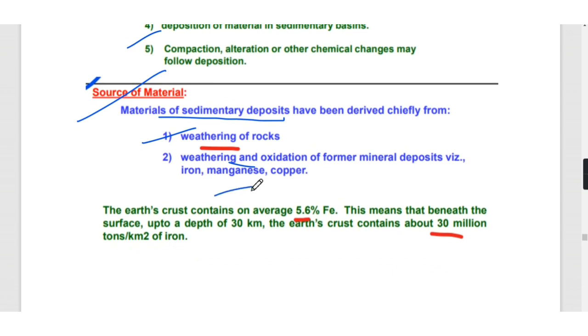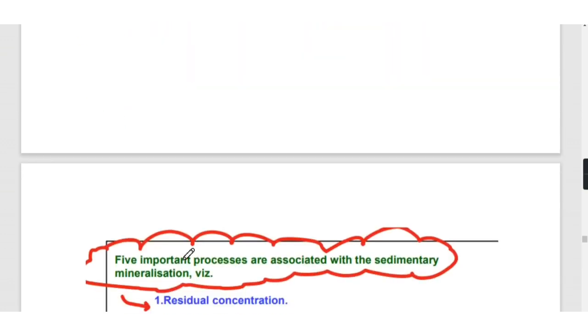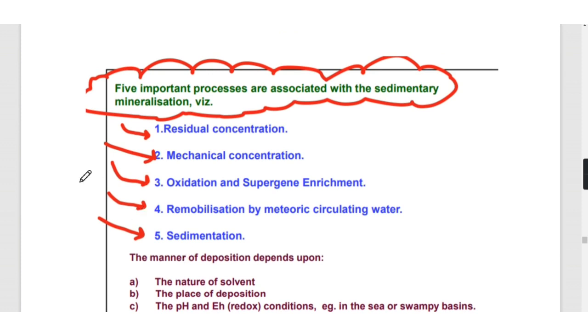The earth's crust contains an average of 5.6% iron. This means that beneath the earth's surface up to a depth of 30 km, the crust contains about 30 million tons per square kilometer of iron. What are the 5 important processes associated with sedimentary mineralization? First is residual, next is mechanical, then oxidation, supergene, remobilization by meteoric circulating water, and sedimentation.